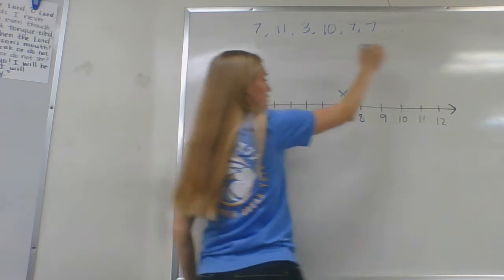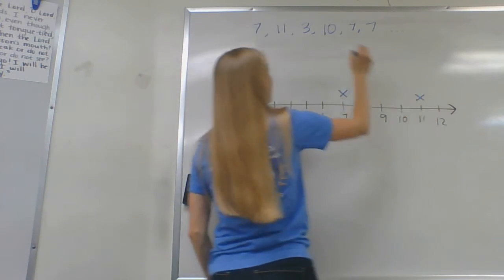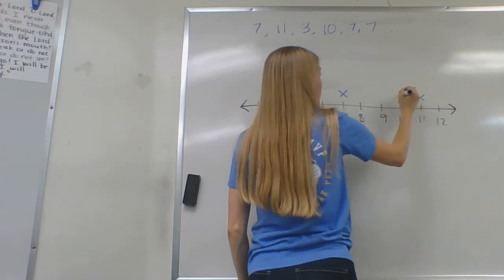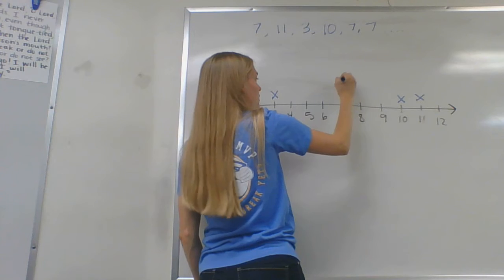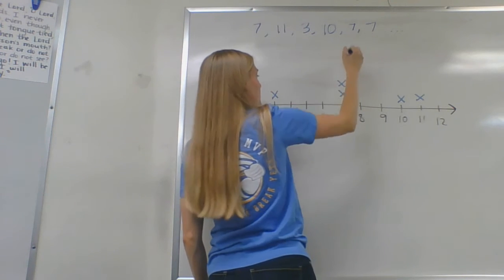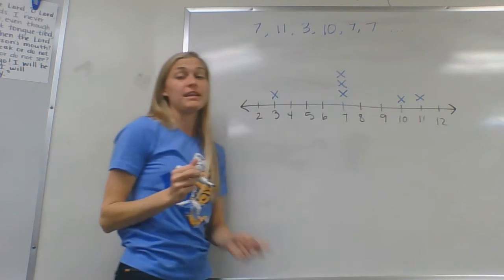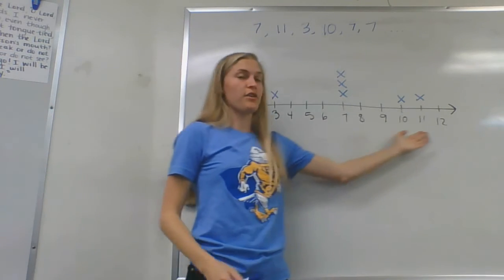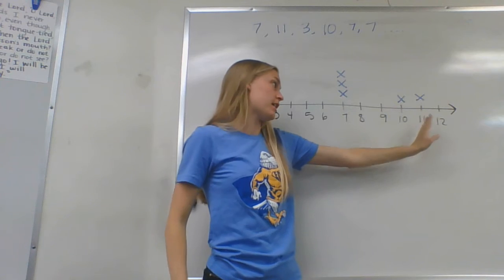If you get an 11, you're going to put an X over your 11. Then you get a 3, you put an X over your 3. A 10, you put an X over your 10. You get another 7, you put an X over your 7 again. You get another 7, you put an X over your 7 again. Then you can kind of see which one happened the most, what's the highest.